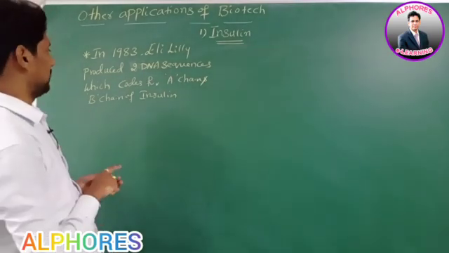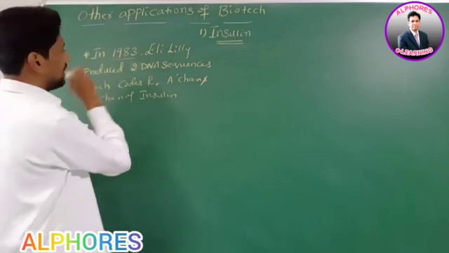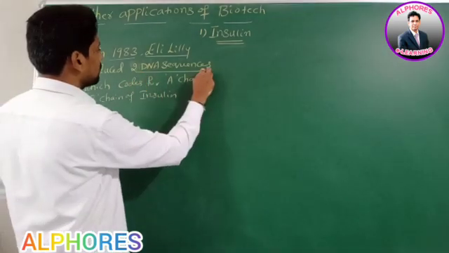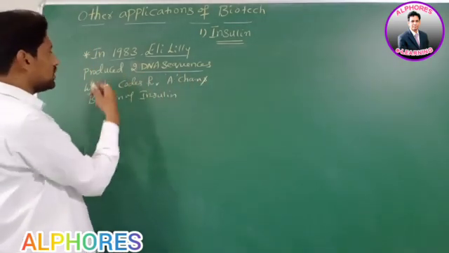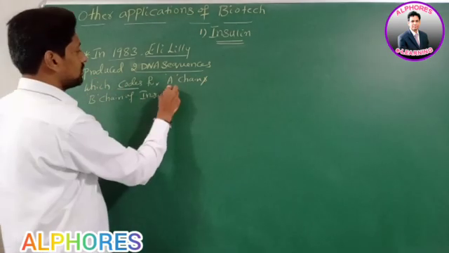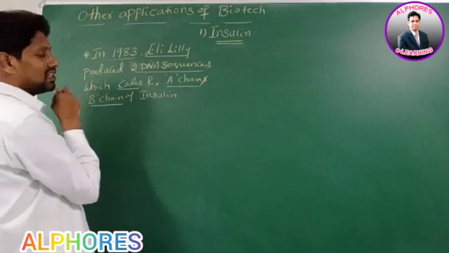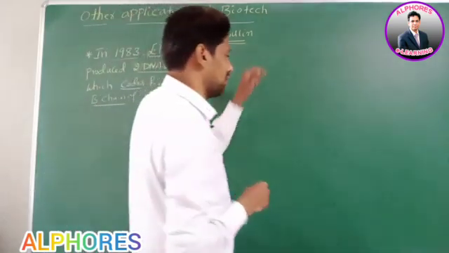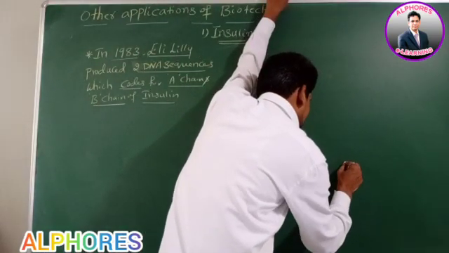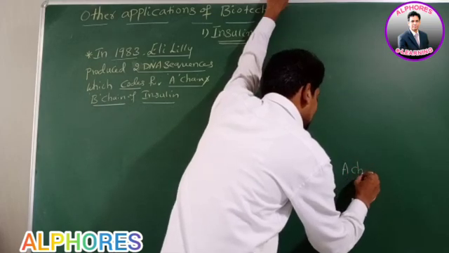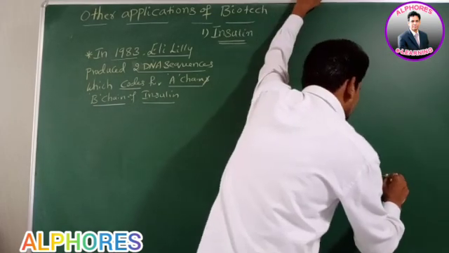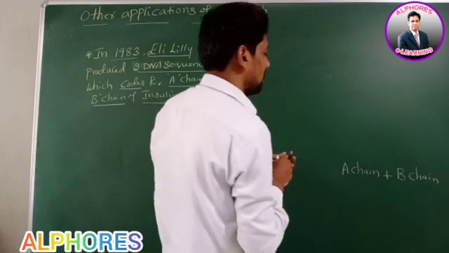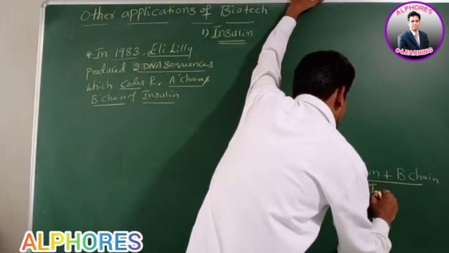What is the meaning of this statement? In 1983, an American company by name Eli Lilly synthesized two DNA sequences. In these two DNA sequences, one DNA sequence is coding for A chain of insulin, another DNA sequence is coding for B chain of insulin. Is this statement okay? Right? Now listen to this statement. Insulin means A chain plus B chain, yes or no? It means A peptide chain plus B peptide chain together forms insulin.